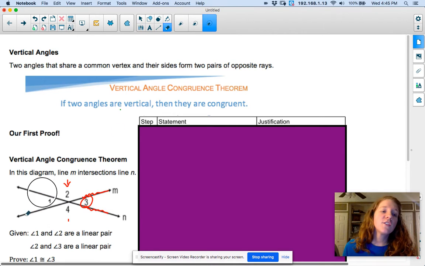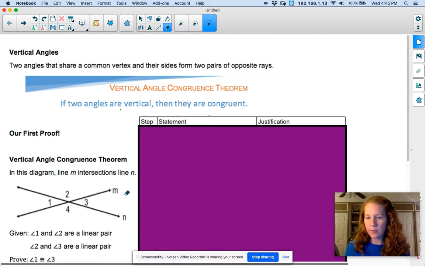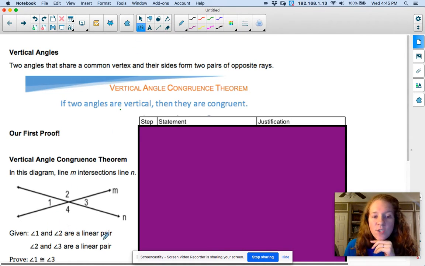All right, so the beginning of every proof, not every proof, but most of the time, the first thing you're going to do is see what information is given to me, because you've always got to have a starting point. In this case, we have given you that angle 1 and angle 2 are a linear pair, and angle 2 and angle 3 are a linear pair. So these two are a linear pair, and these two are a linear pair.